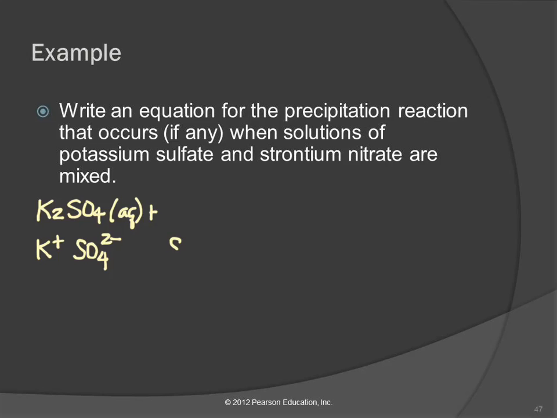Strontium, that's kind of an odd one. We don't use that one a lot. Sr, we find strontium in the periodic table. It's in group 2. It's got 2+ charge. Nitrate, NO3-. So that's Sr(NO3)2. And that one's also aqueous.